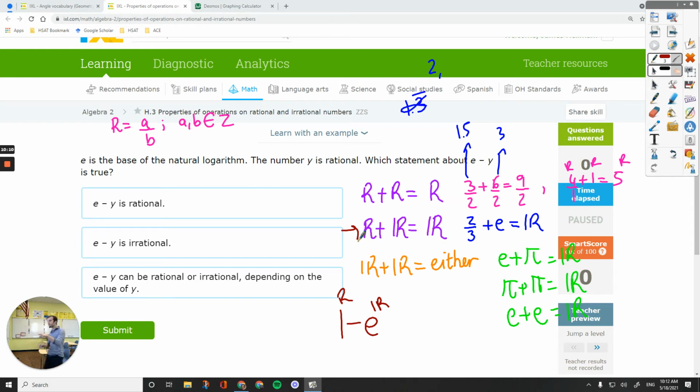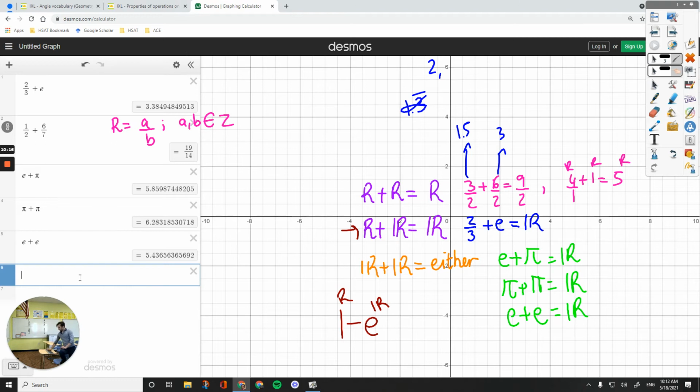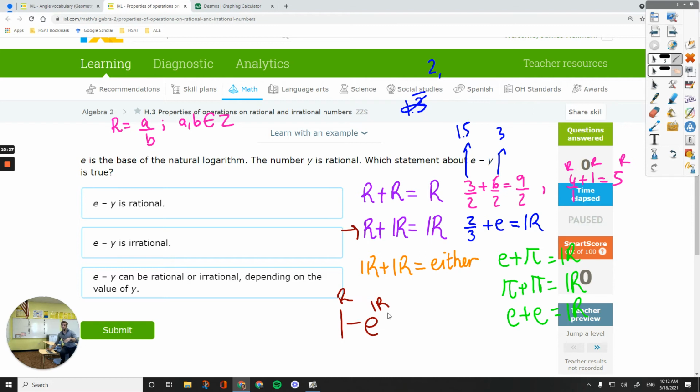Let's just test this out. 1 minus e. So 1 minus e, you see that I cannot convert it into a fraction. That tells me that the answer is irrational. So I know that this whole expression is irrational.